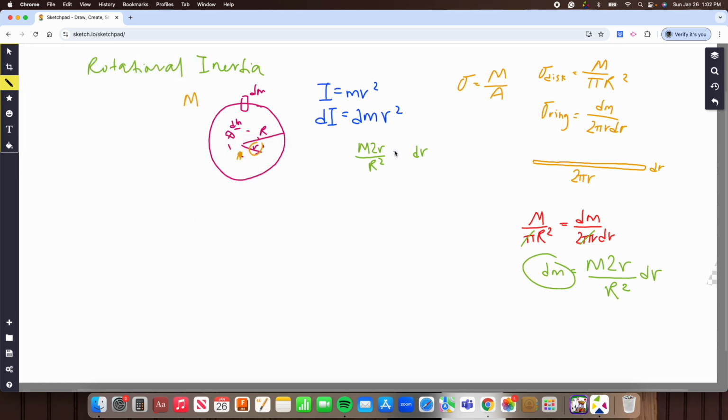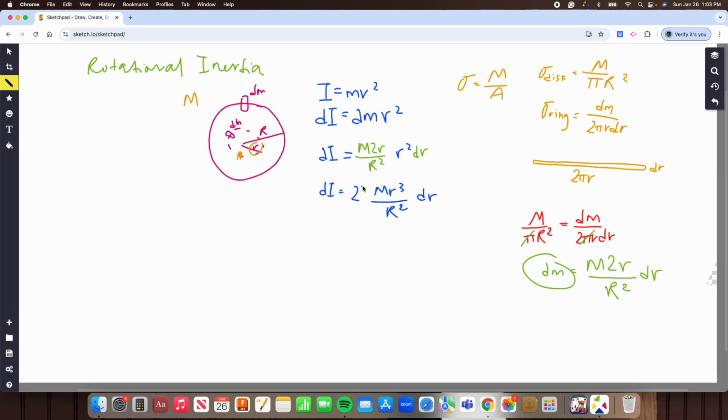R squared, and this equals dI. Everything in blue is just coming from the top equation, and everything in green we're plugging in for dm. So before I integrate, I'm just going to clean this up. So dI equals, I'm going to bring the 2 out, so 2M r to the third over capital R squared dr.